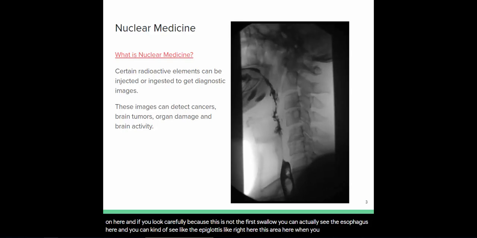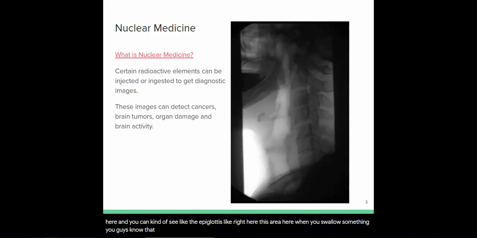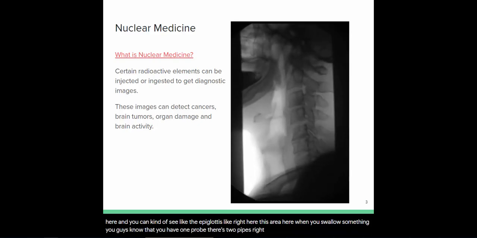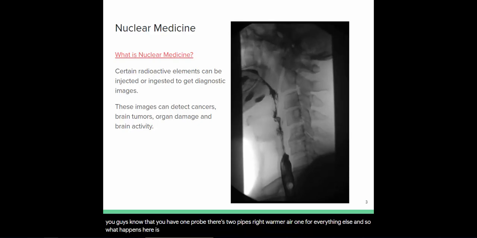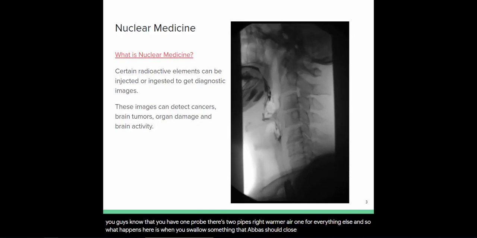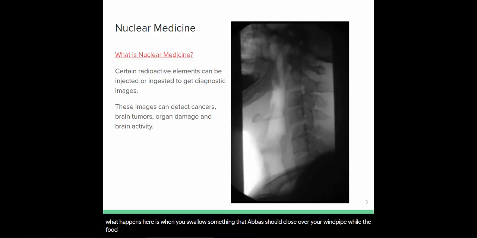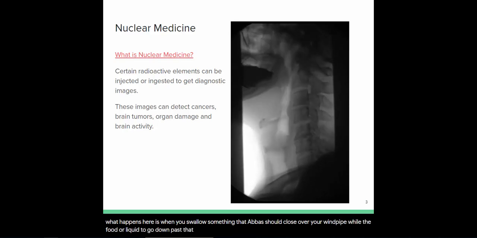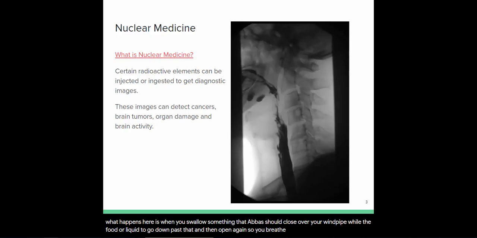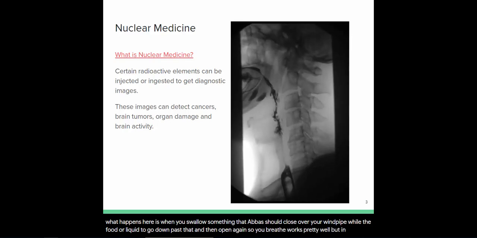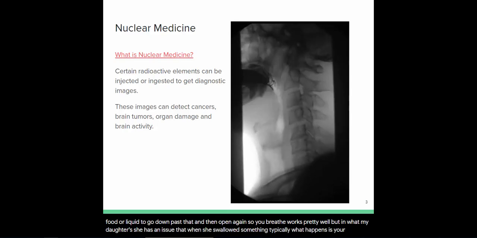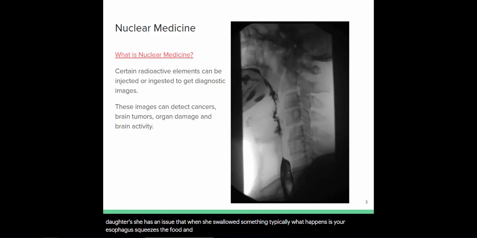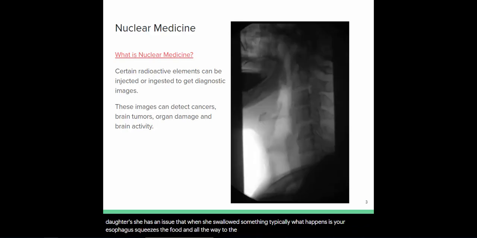And so when you swallow something, you guys know that you have one throat, but there's two pipes, right? One for air, one for everything else. And so what happens here is when you swallow something, the epiglottis should close over your windpipe, allow the food or liquid to go down past that, and then open again so you can breathe. Right? Works pretty well. But in one of my daughters, she has an issue. Typically, when you swallow something, your esophagus squeezes the food and pushes it down, and squeezes, pushes it down, all the way until it gets into your stomach. Right?